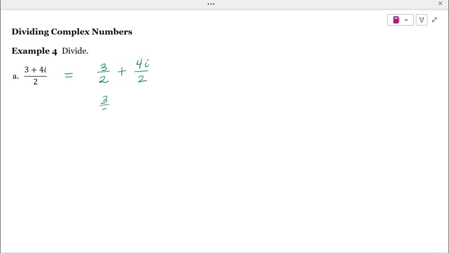The 3/2 can't be reduced, but the other fraction can change into 2 times i. So this is our final answer. It's in the form of a, which is the 3/2, plus bi, where b is equal to 2.